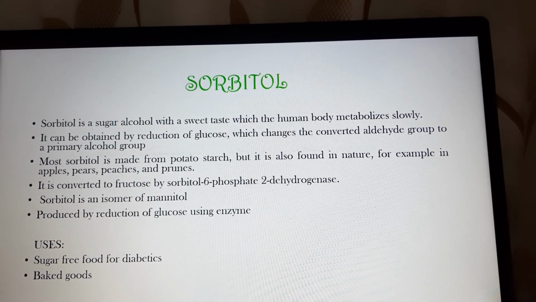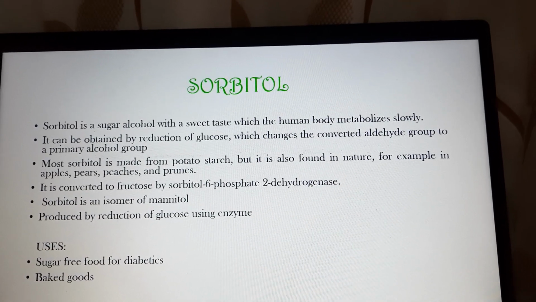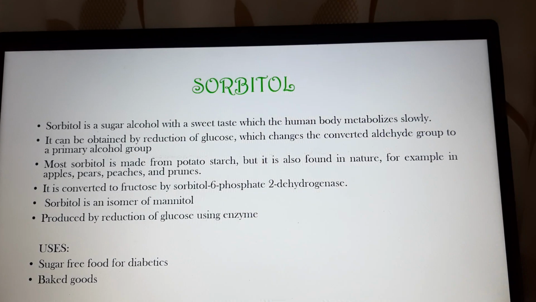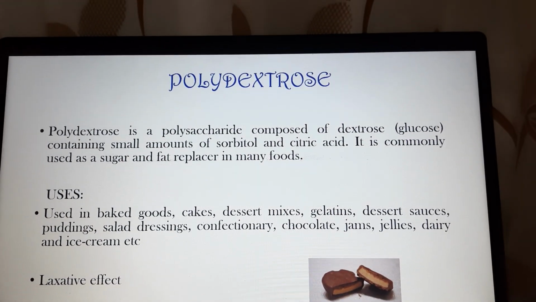Then coming to the uses of sorbitol, the first is that they are used as sugar-free food for diabetics, and also used in baked goods. Next is polydextrose.